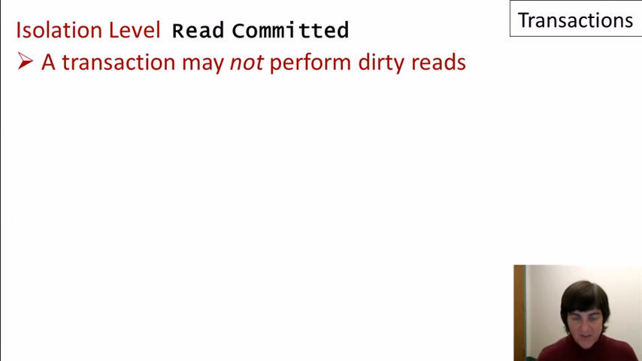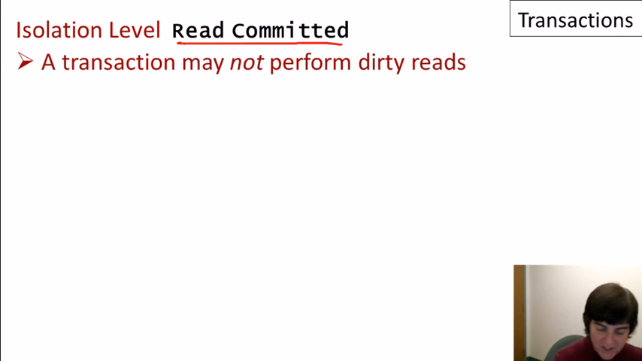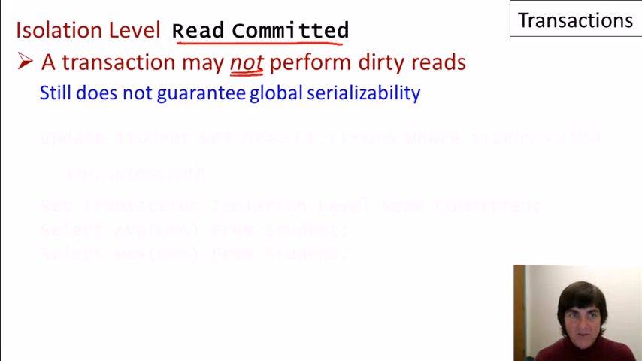Let's go one step up to the next isolation level, which is called read committed. As you can probably guess, this one specifies that transactions may not perform dirty reads. They may only read data values whose updates by other transactions have been committed to the database. Now this isolation level is stronger, but it still doesn't guarantee global serializability, and let's take a look through an example.